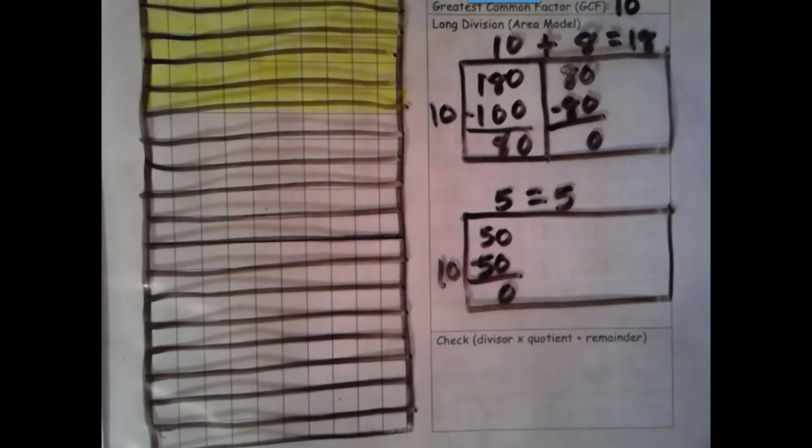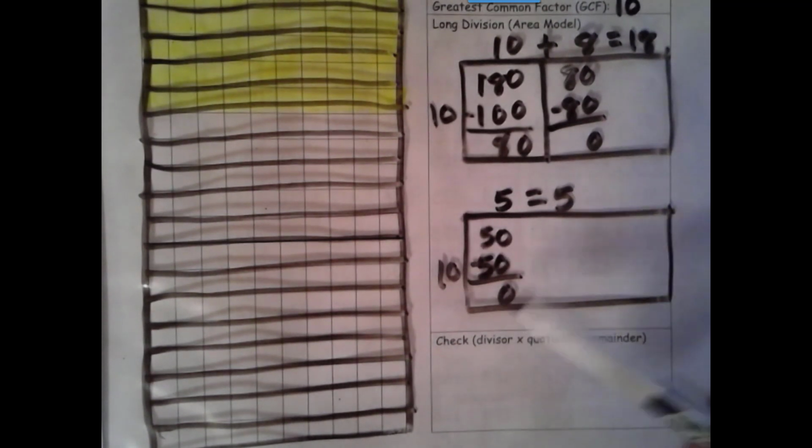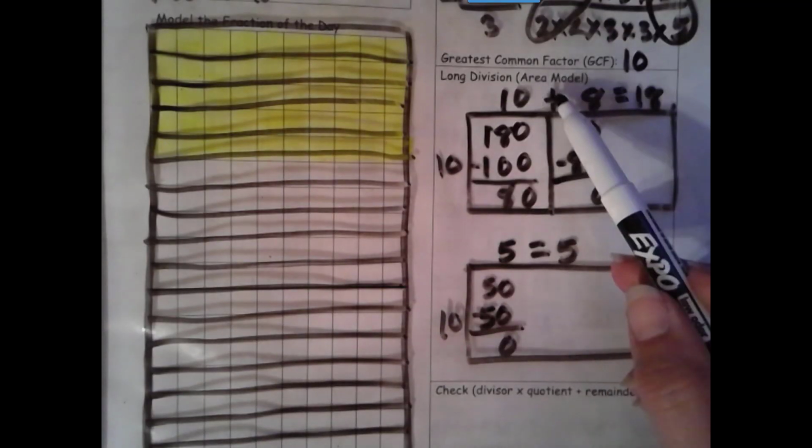Here, 5 times 10 is 50. Numbers the same, zeros a game. So we still need to check divisor times quotient plus remainder. Now you may have noticed up here that 18 times 10 would give you 180. I just want to show you there's more than one way to get to that right answer.